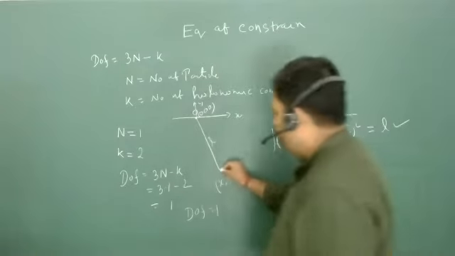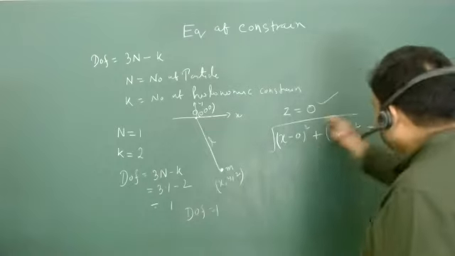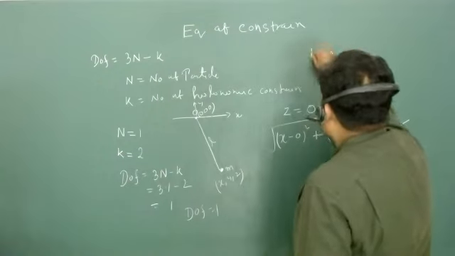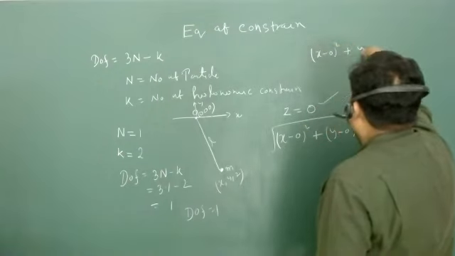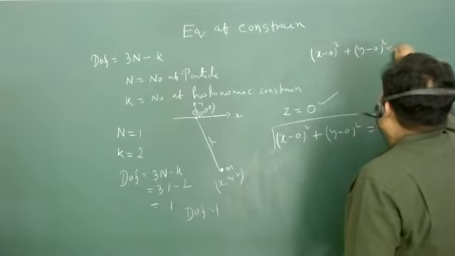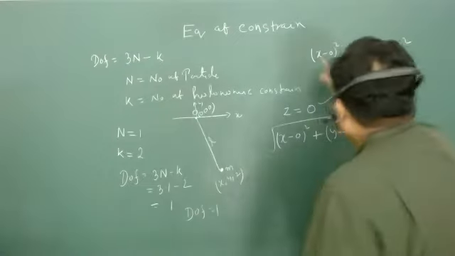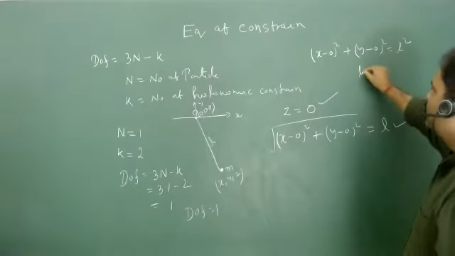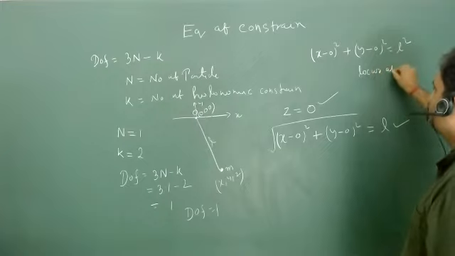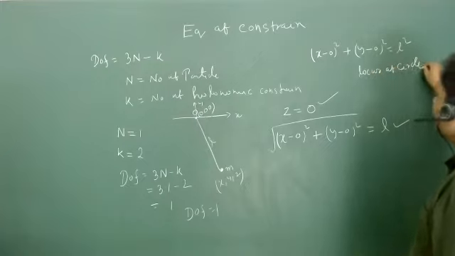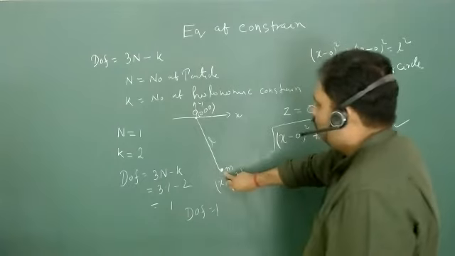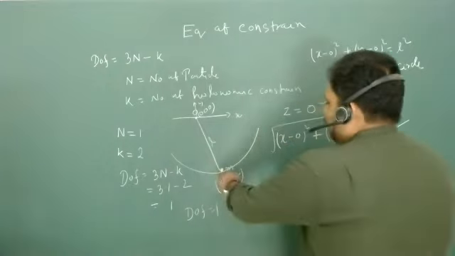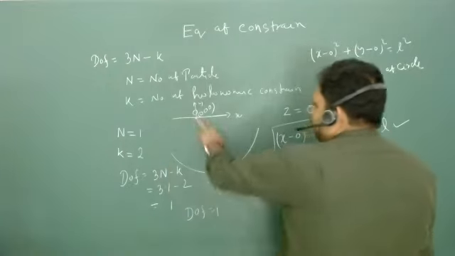If we explore this equation again, it is nothing but x minus 0 whole square plus y minus 0 whole square is equal to L square. And what is this equation? This equation is nothing but the locus of a circle, isn't it? This is the locus of a circle. It means my particle is moving on some circular track. This M is moving on a circular track whose radius is L.